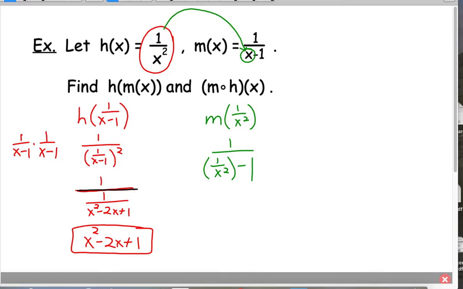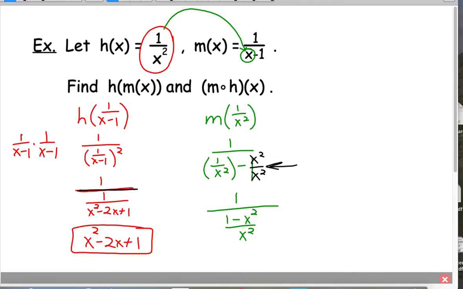So step 1 is let's combine these two terms. And to combine them, I need a common denominator. So I'm going to change this 1 to be x squared over x squared. That's just another more complicated way of writing 1. But now we have the common denominator. So now I have 1 over 1 minus x squared all over x squared. So I combine those two fractions in the denominator.